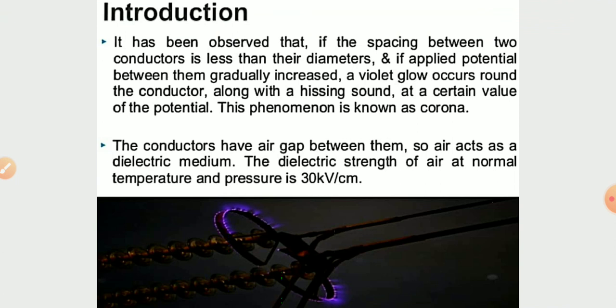The conductors have an air gap between them, so air acts as a dielectric medium for the conductors. The dielectric strength of air at normal temperature and pressure is 30 kilovolt per centimeter. It is used as a dielectric at this voltage for the conductors. But when the voltage is greater than this, what happens?